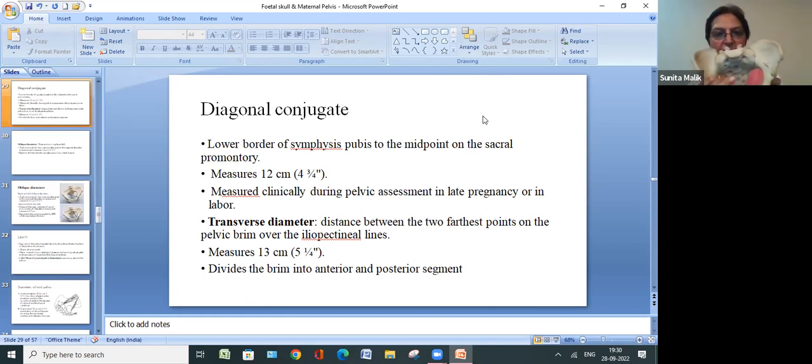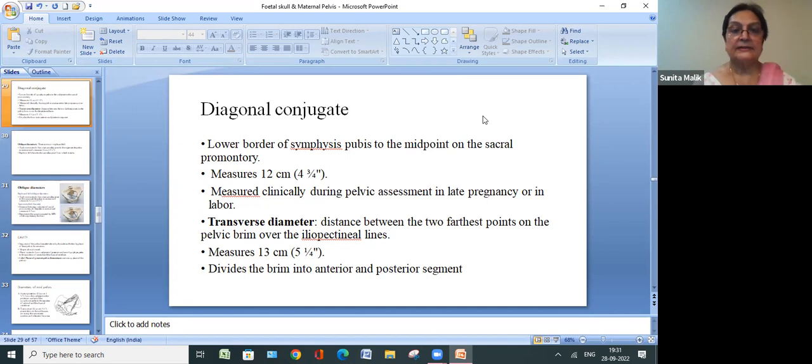Okay, now coming on to the transverse diameters. Transverse diameters are between the two farthest points on the pelvic brim over the iliopectineal line. So here to here, this is the transverse diameter. It's about 13 centimeters. It divides the brim into an anterior segment and a posterior segment.